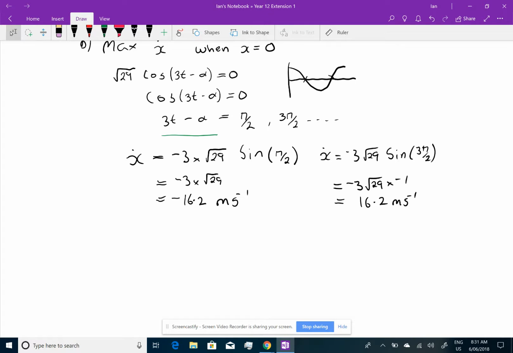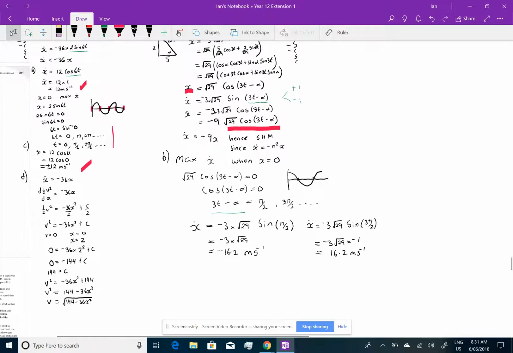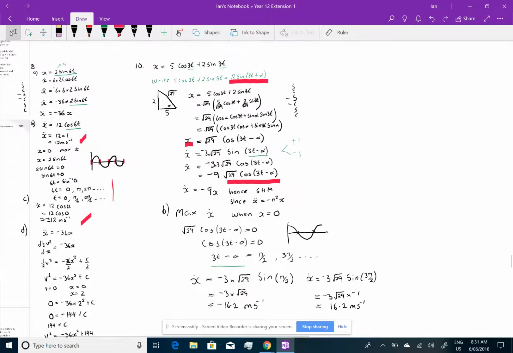Anyway, that's questions 8 and 10. One requires you to use your half v squared dx and get velocity in terms of x, and the other one uses the R sine or the auxiliary angle. All right?